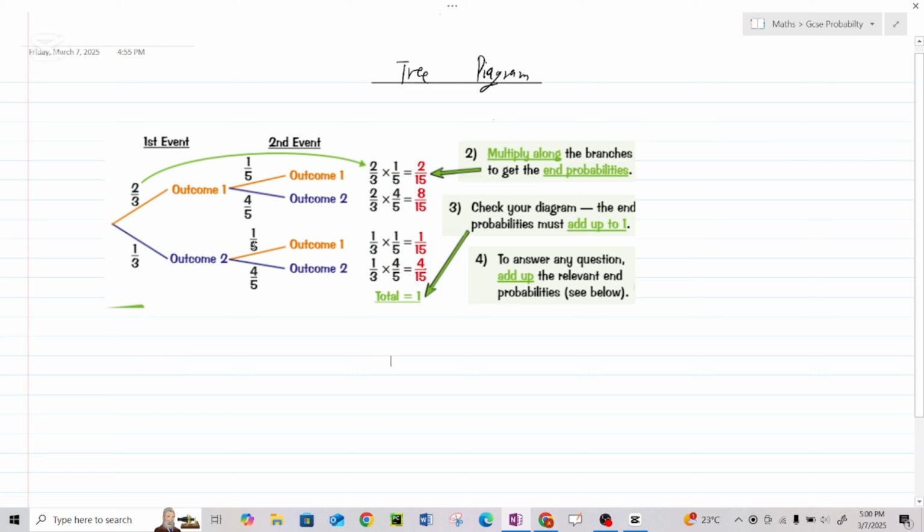Now what if someone says find the probability that outcome 1 happens twice? What would you do? Outcome 1 happens once, outcome 1 happens twice. What do you have? 2 by 3 and 1 by 5. So if you're in the same branch, you're going to multiply them. The rule is written here: multiply along the branches to get the AND probabilities. Let me also write it here.